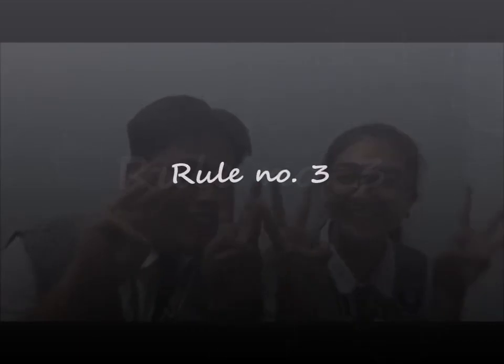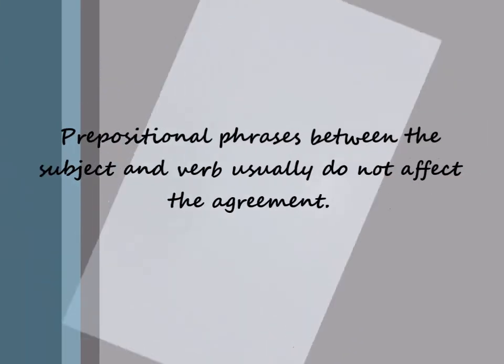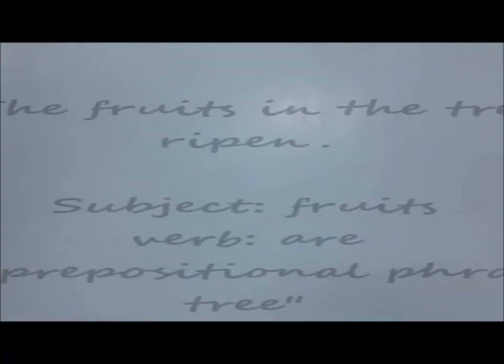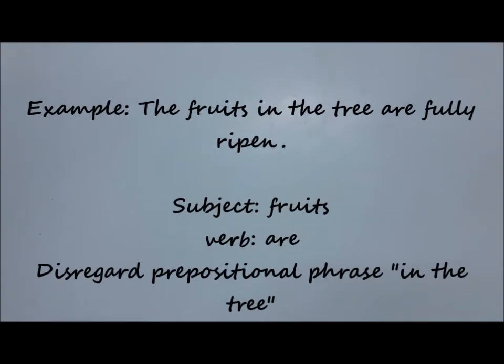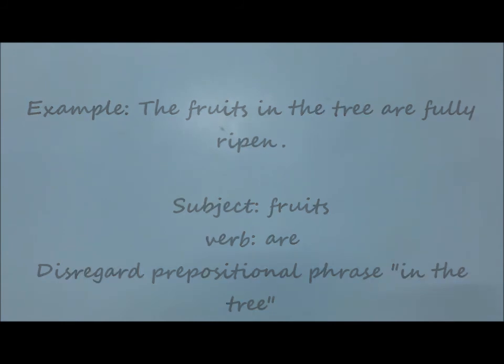Rule number 3. Prepositional phrases between the subject and verb do not affect the agreement. For example, the fruits in the tree are fully ripe. In the sentence, fruits are the subject and are is the verb. We disregard the prepositional phrase in the tree.